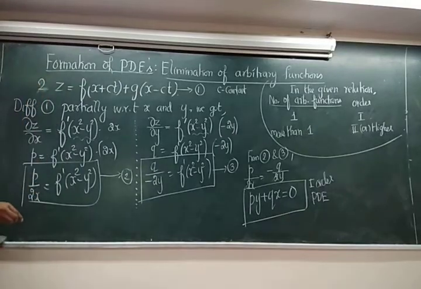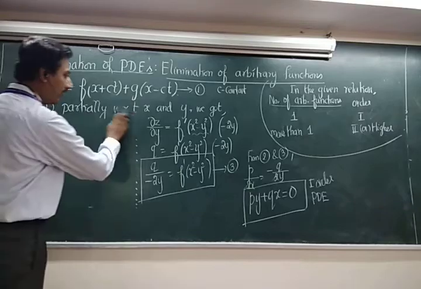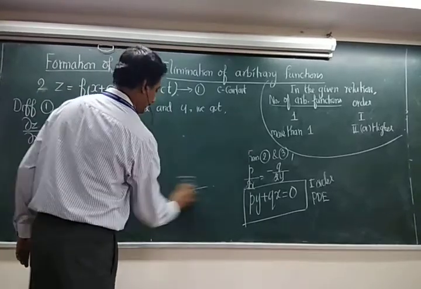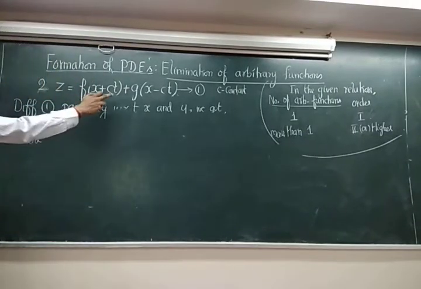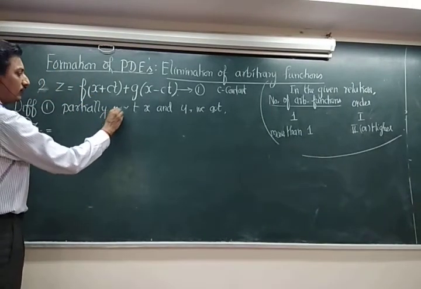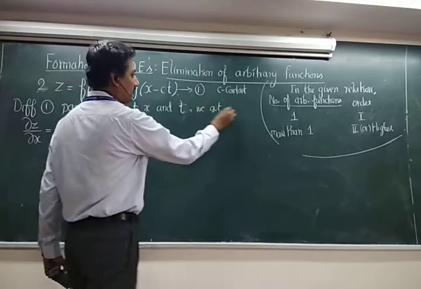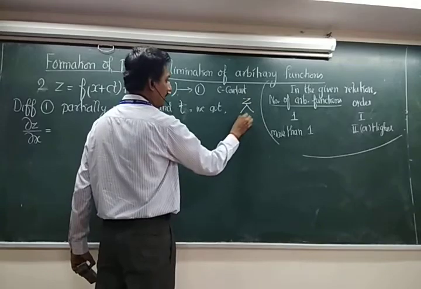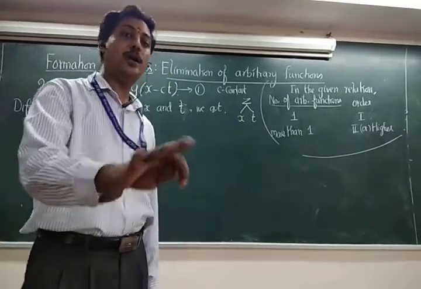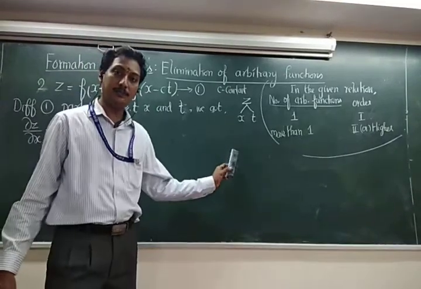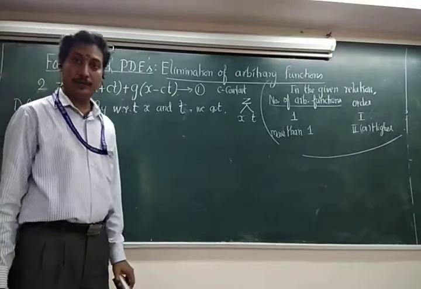Now differentiate equation number 1 partially with respect to x and t, not y, because in this relationship z is a function of x and t, so there is no y at all. So that's why I consider this problem z is a function of x and t in this relation.